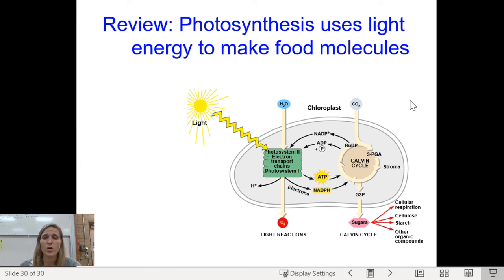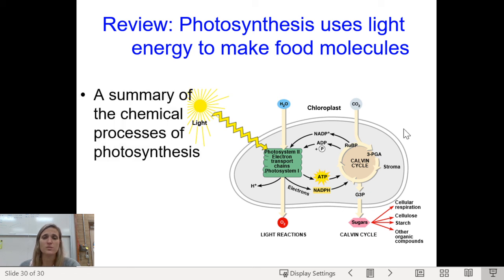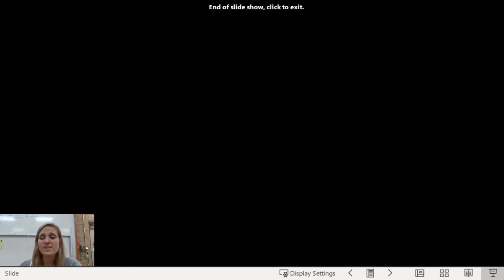Okay, and then this is just one more picture and that review that says photosynthesis uses light energy to make food molecules. All right, that is the end of your photosynthesis notes. I would just highly recommend you go back, review that section on color, and make sure that you know the different parts of the chloroplast as far as the light reactions and the dark reactions, and know what the reactants and the products of photosynthesis are.